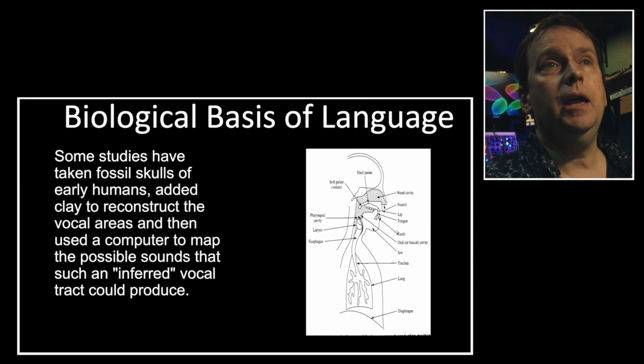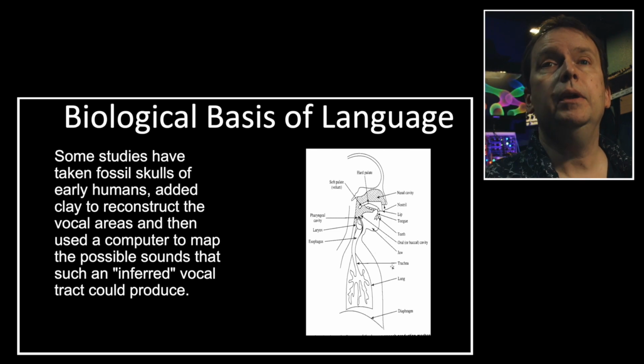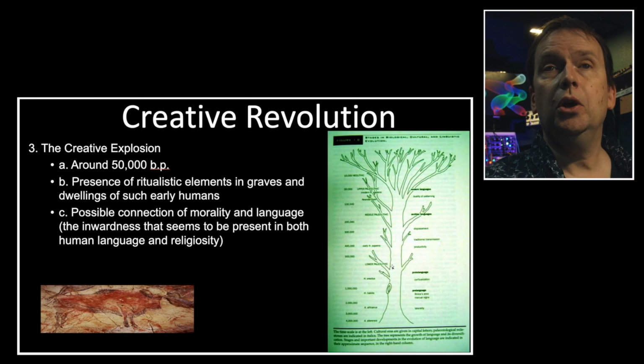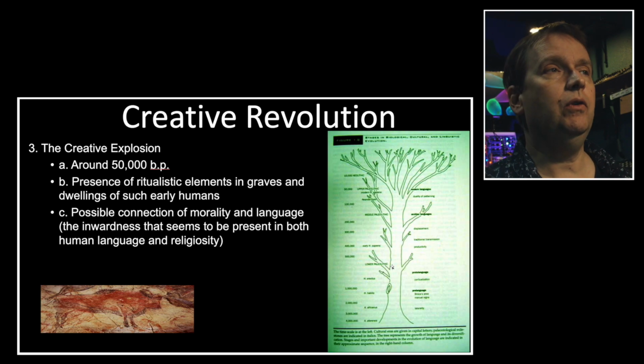And this is an example where archaeologists or anthropologists have taken fossil skulls, added clay to try to reconstruct this vocal area that we know is so key in terms of the anatomy and biology of language, and thus come up with an inference that a particular type of structure, with all the soft tissue there, could produce certain sounds and types of language. What type of language, though, we of course would not know because we can't travel back in time.